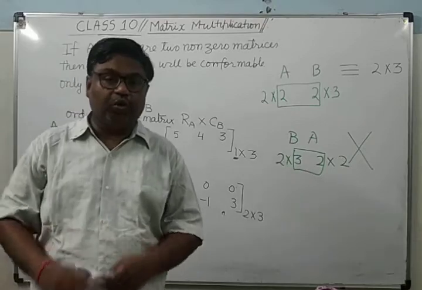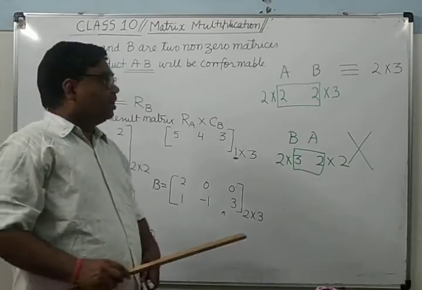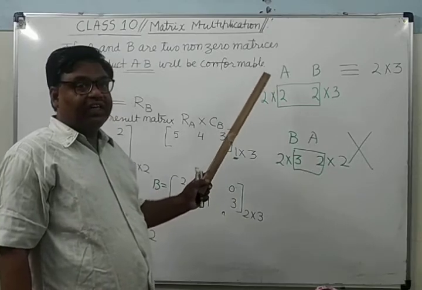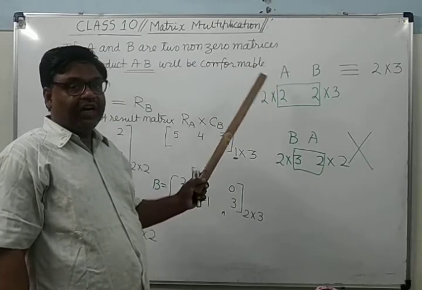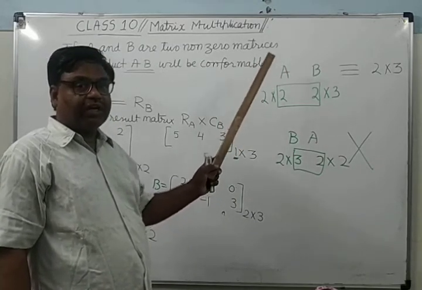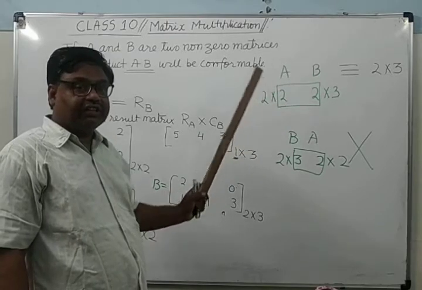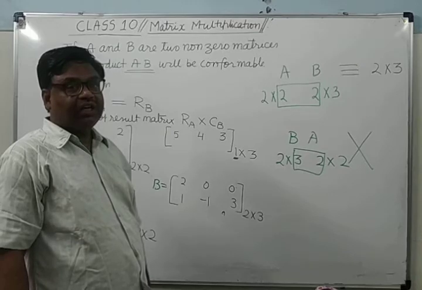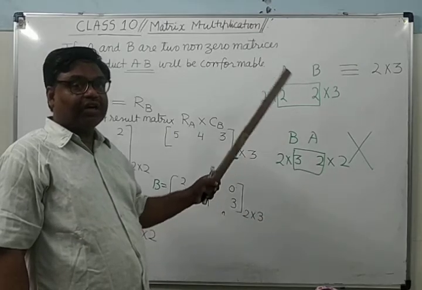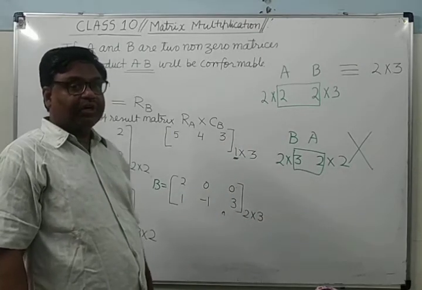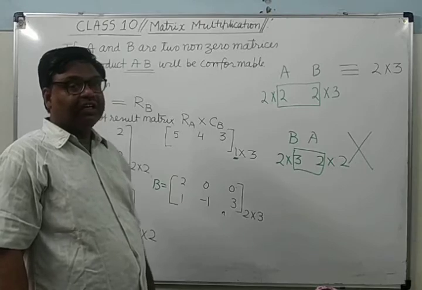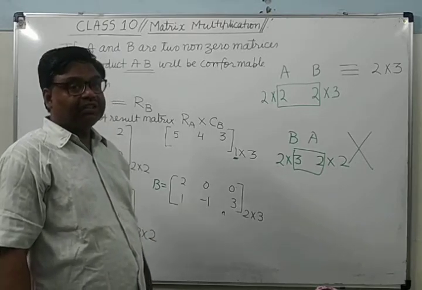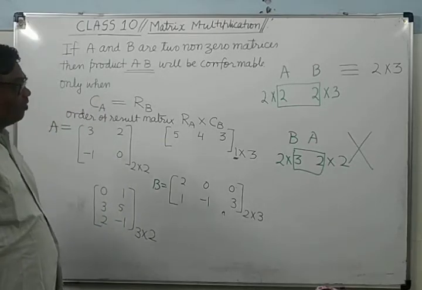So this is one more thing. It is not necessary that if A and B are two matrices and product AB is possible, then the product BA will also be possible. Is it clear? It does not mean that the product BA will also be possible. It may be possible, it may not be possible. So this thing you will see.